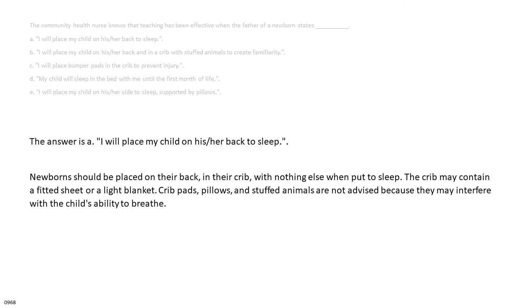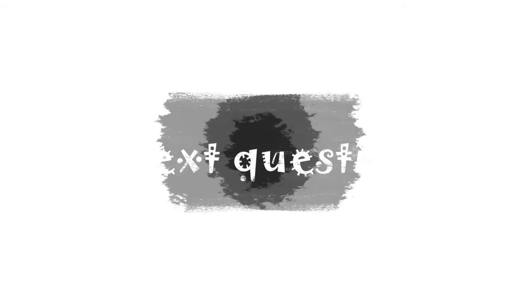The answer is A. I will place my child on her back to sleep. Newborns should be placed on their back, in their crib, with nothing else when put to sleep. The crib may contain a fitted sheet or light blanket. Crib pads, pillows, and stuffed animals are not advised because they may interfere with the child's ability to breathe.